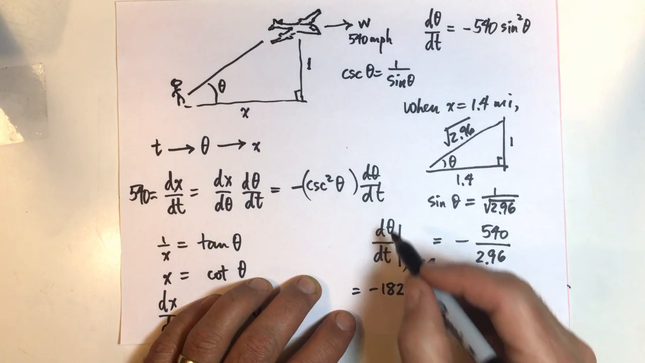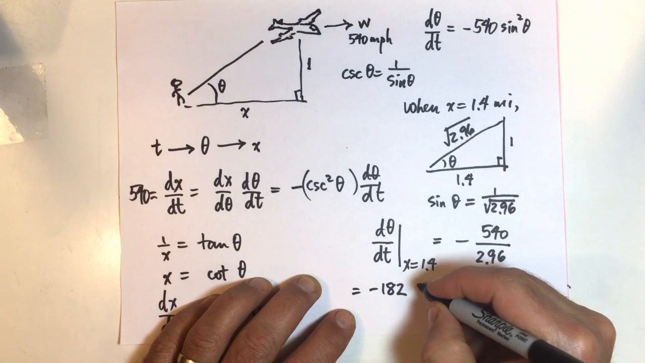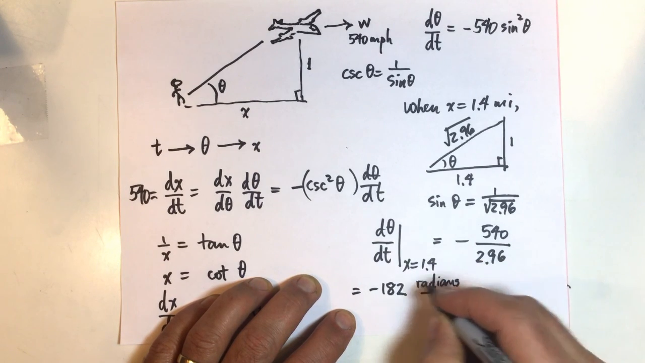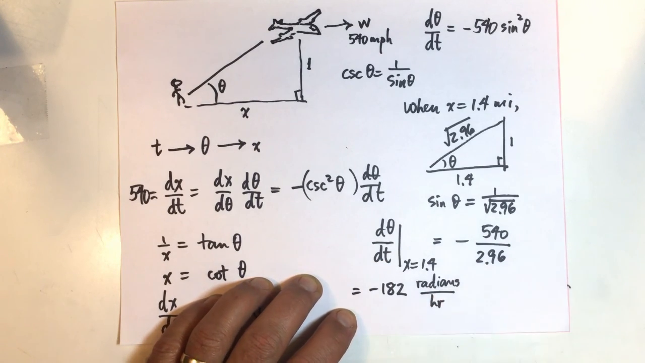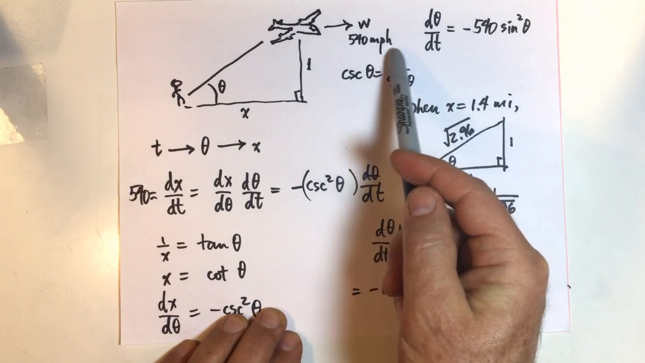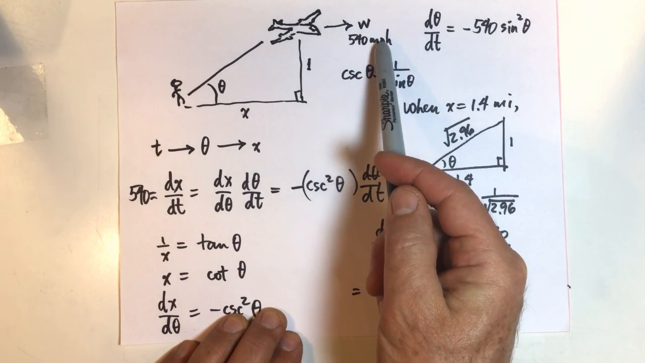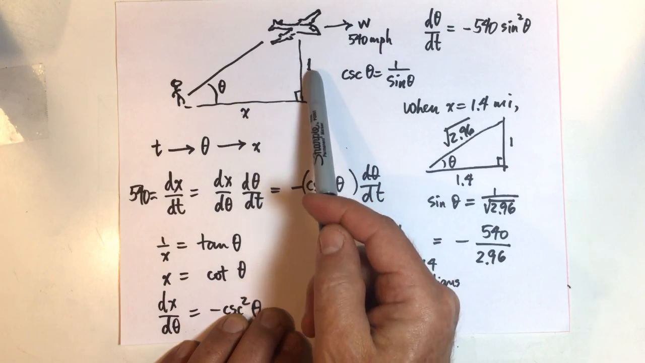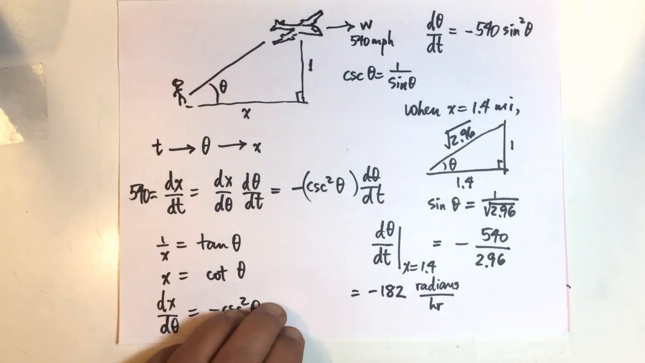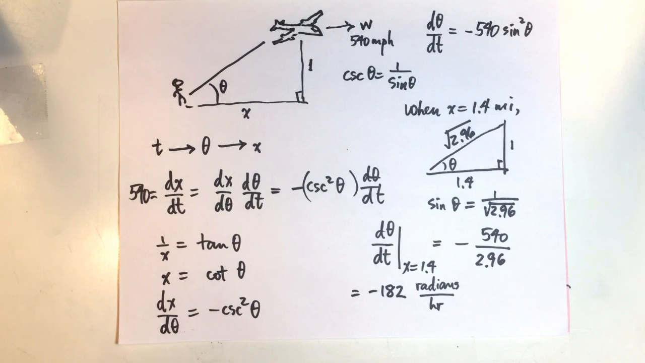And let's remember that theta is in radians. Time is in hours. Now all my distances are in miles. So when I measure this velocity, it's miles per hour. This is in miles, 1.4 miles here. All the distances are in miles. So minus 182 radians per hour.